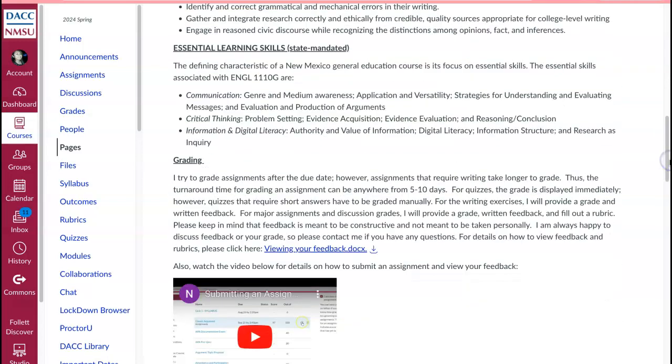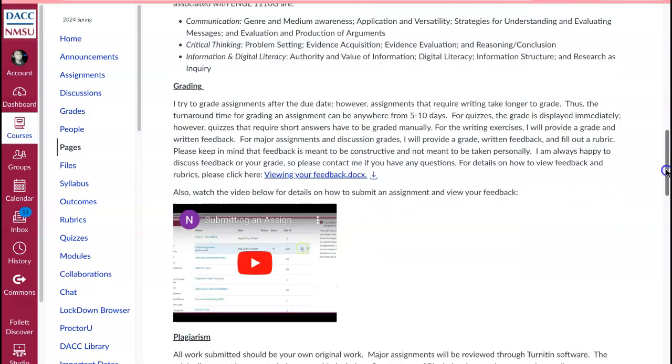Something important to note is that grading typically takes me about 5 to 10 days, sometimes 5 to 14 days. So just keep in mind that for writing exercises and essays, it might take me a little bit longer because I do teach 5 different classes. So as you can imagine, when I have essays due, sometimes I have to grade like 100 essays. So obviously it's going to take me a little bit longer.